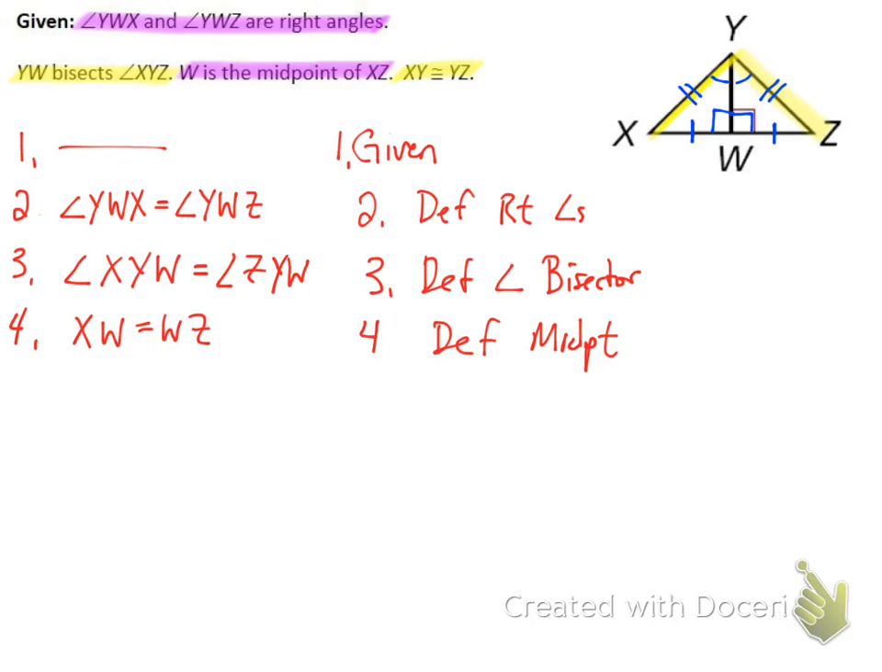After I'm done looking at my written given statements, I can look at my picture. What I have in my picture is, if you can see that, WY is a part of both of the triangles. And so I can say with my fifth step that WY is equal to WY, by the reflexive property. And that's all that I can say from my picture. From that information, I should have enough to say that the triangles are equal to each other.